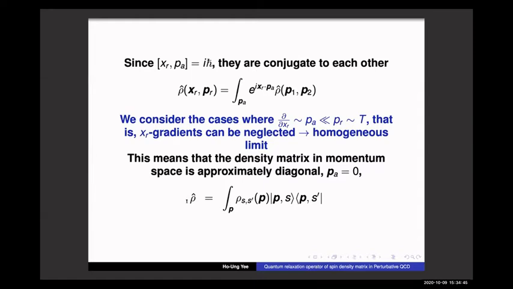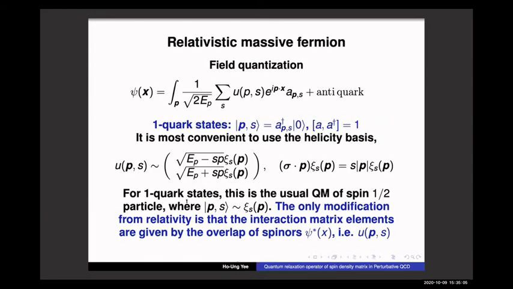Now we have additional spin indices s and s prime, and our main focus will be the time evolution of this density matrix in the spin space, given momentum p. Of course, we are dealing with relativistic fermions, so we have to compute everything in the language of field theory.